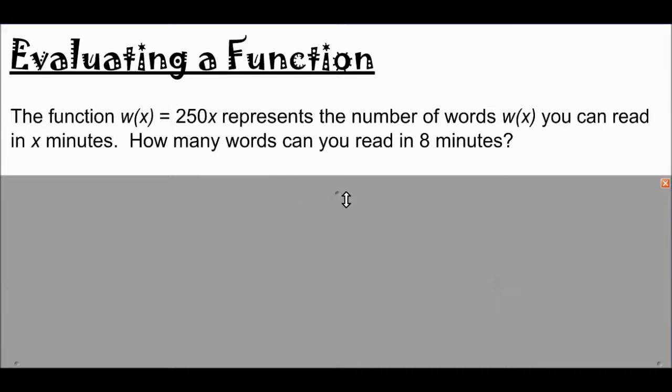So for evaluating a function, let's take this one. W of x equals 250x. It represents the number of words, W of x, so you see why we use the letter W, you can read in x minutes. So what this is saying is for every minute I can read 250 words. So if I wanted to know how many words I could read in 8 minutes, I'm putting 8 in for x and I'm multiplying 8 times 250.